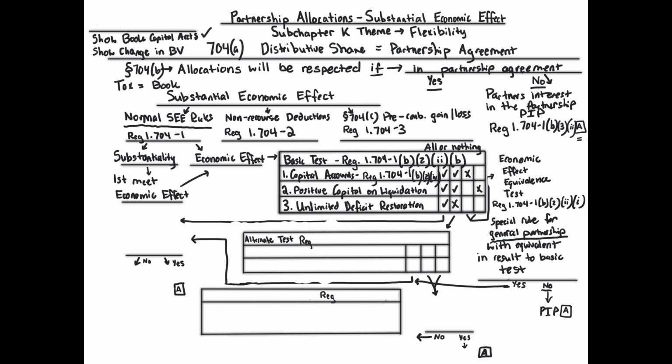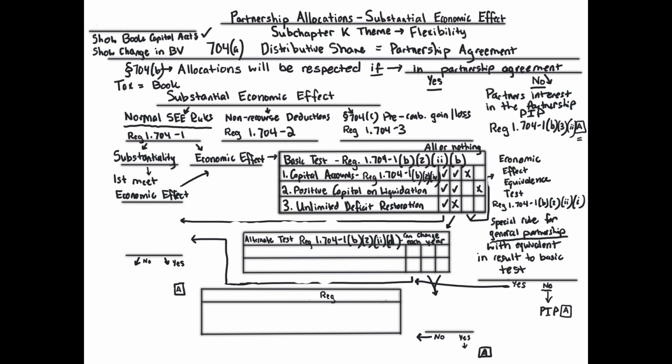The alternate test is found in Reg 1.704-1(b)(2)(ii)(d). Sorry for the delay, I just want to make sure I get it correct for you. That's a D there. This test can change each year. This is more of a partial test. The basic test is all or nothing, but this one you can change each year. Some years you might have it for a partner, other years you might not, and then you have to do partner's interest in the partnership. So keep that in mind.